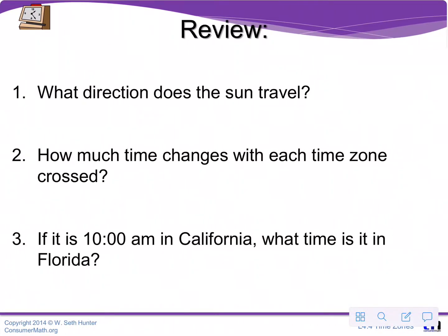Our review questions. What direction does the sun travel? How much time changes with each time zone cross? If it is 10 a.m. in California, what time is it in Florida?